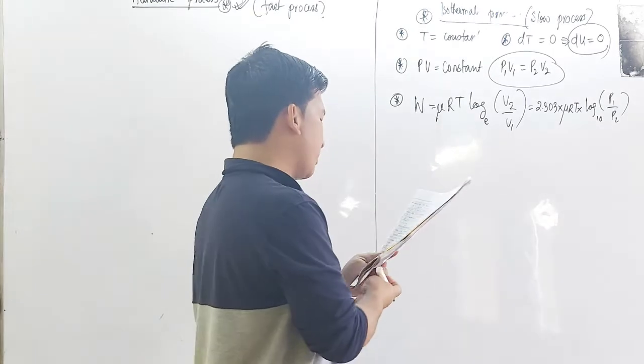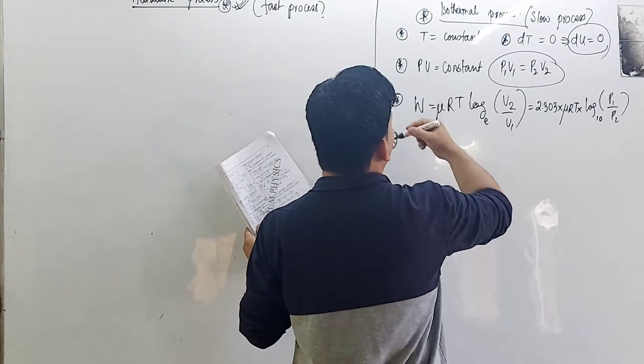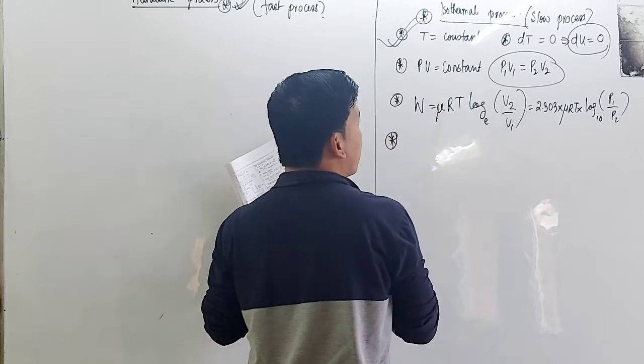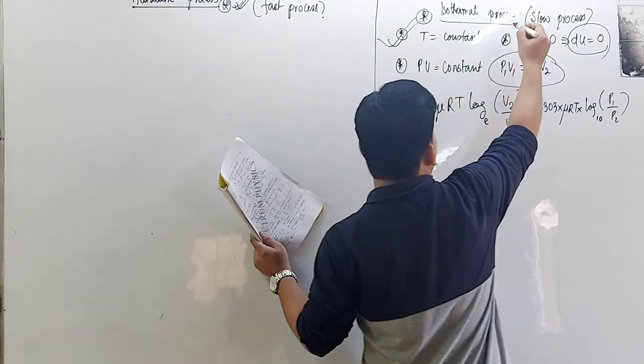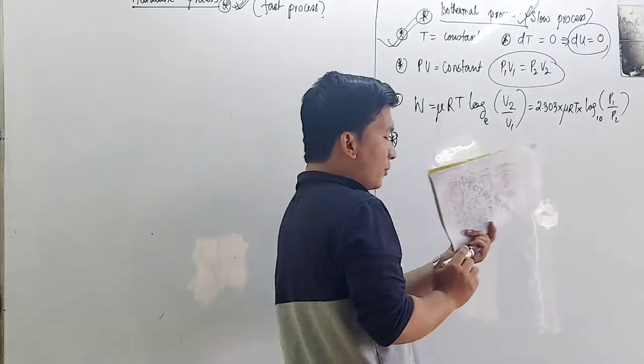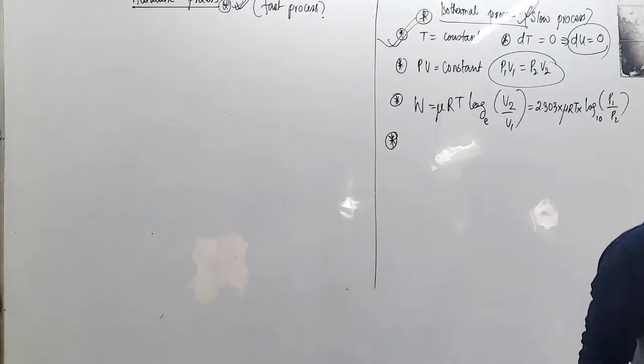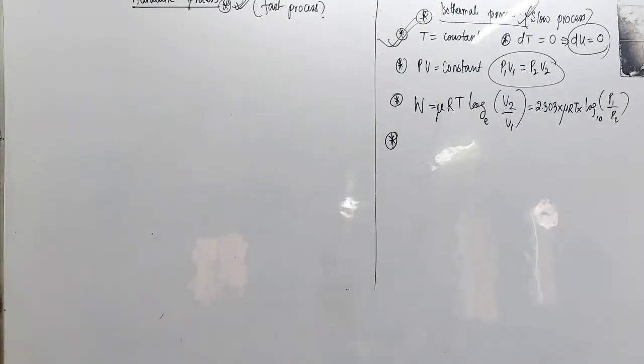Next, the last and most important point to be remembered: the isothermal process is a slow process. What is the meaning of the isothermal process? Temperature constant. What do you mean by maintaining temperature constant? Body temperature is constant. Can we maintain our body temperature at 37 degrees Celsius?